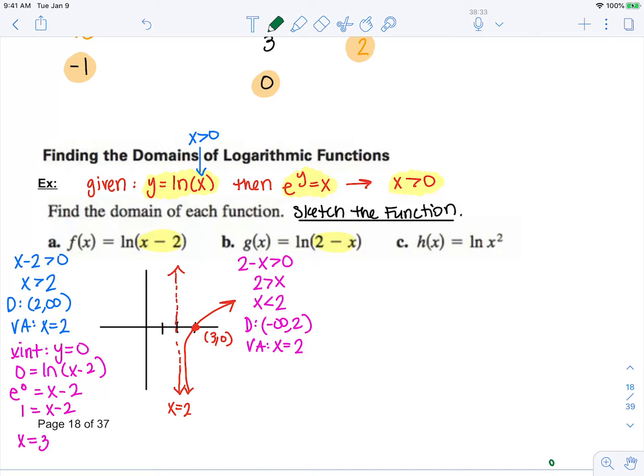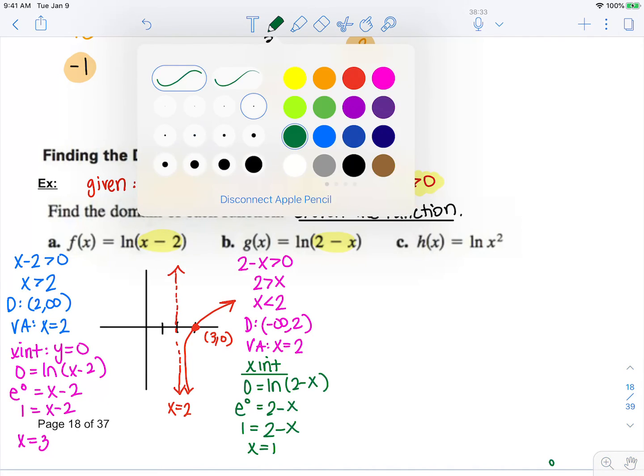I can also go a step further and find my x-intercept algebraically. Remember, for my x-intercept, y equals 0. So 0 equals ln of 2 minus x. Well, ln is log base e. I can rewrite this in exponential form: e to the 0 equals 2 minus x. So that is 1 equals 2 minus x. I can add x and subtract 1, and I'll get that x equals 1 as my x-intercept.